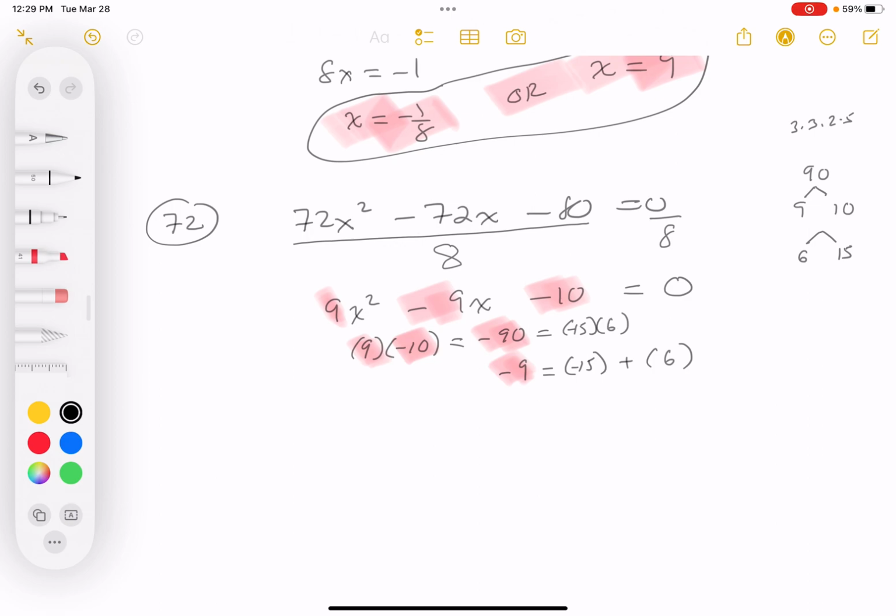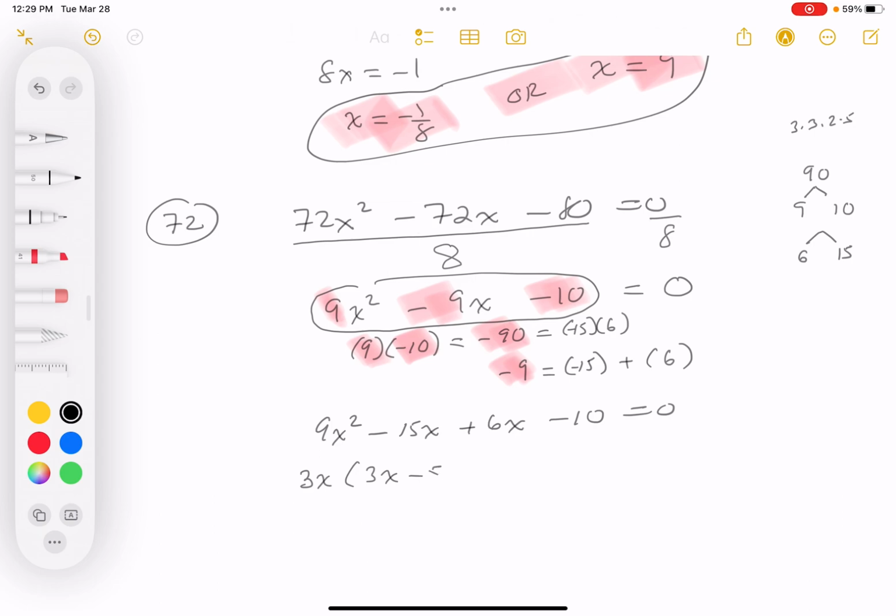Let me write this down for you. 9x squared minus 15x plus 6x minus 10 is equal to 0. All right? What did we just do? We rewrote this guy in 4 terms. 9x squared, we do have the minus 10. Hope you realize that minus 15x and 6x is minus 9x. We're going to factor by grouping. What do I notice first? 3x. You get 3x minus 5.